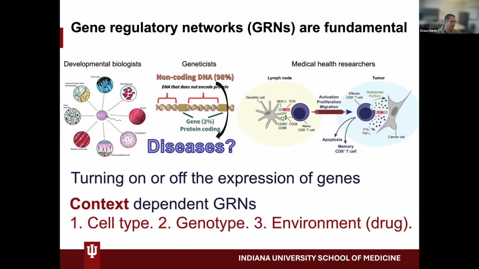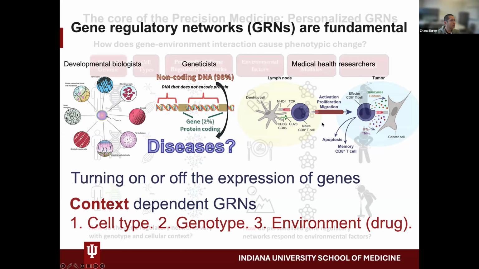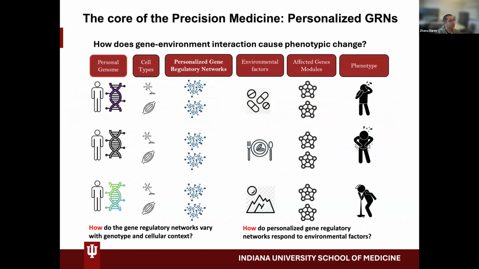The context could be cell type in the first case, genotype in the second case, and the environment for the third case. And the GRN is also the core of precision medicine.